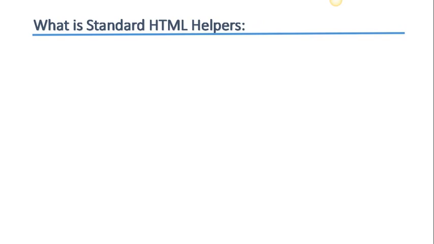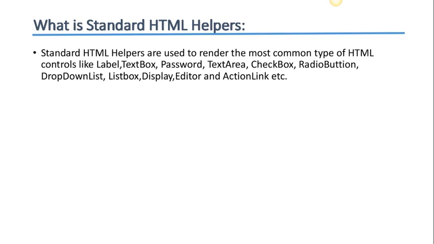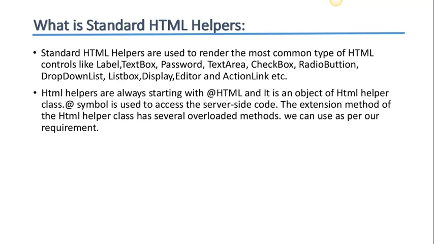So first, what is a standard HTML helper? Standard HTML helpers are used to render the most common types of HTML control, like the label, textbox, password, text area, checkbox, radio button, drop-down list, list box, display editor, and action link. The HTML helpers always start with @HTML, and it is an object of the HTML helper class, and the @ symbol.